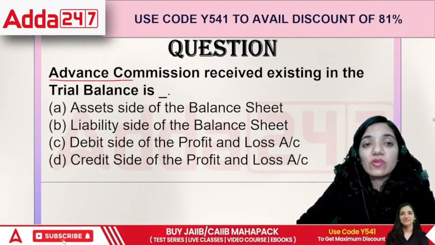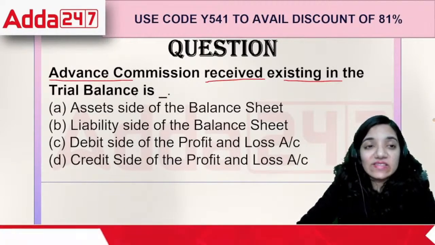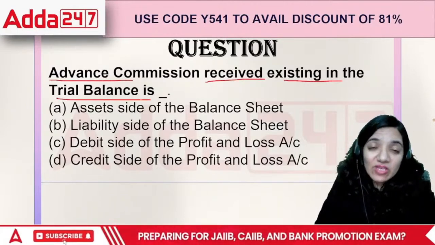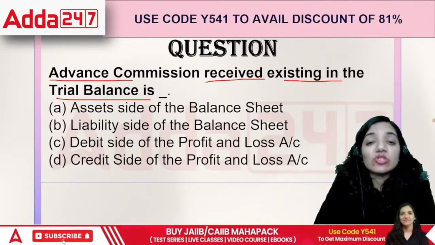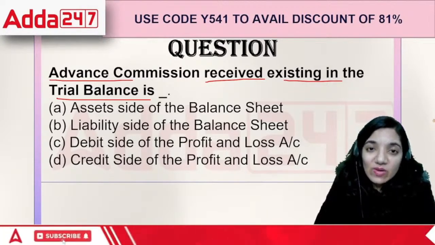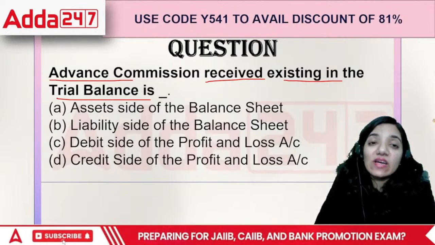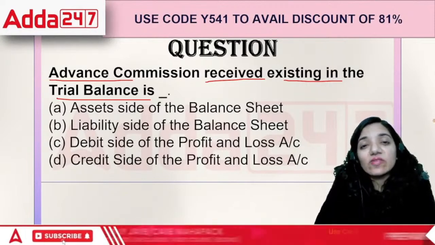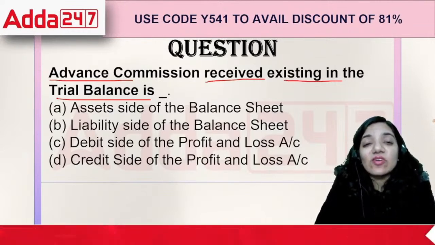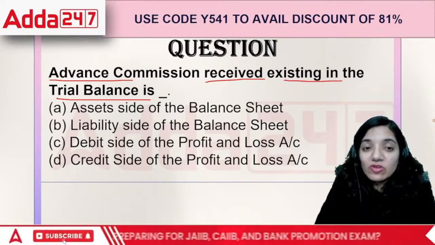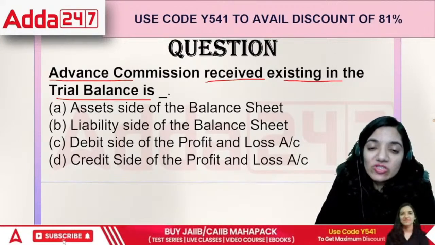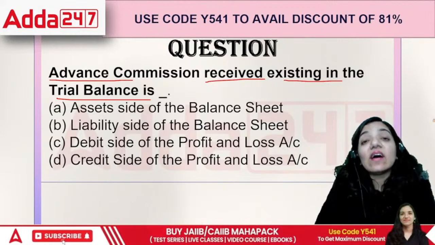Next question. Advance commission received existing in the trial balance is. Advance commission received means I haven't given the services to earn the commission yet, but this commission has been given to me in advance. So when I receive it in advance, is it the asset side of the balance sheet, the liability side of the balance sheet, the debit side of the profit and loss account, or the credit side of the profit and loss account? Where is this shown? Whenever we have any advance commission received, I've received that money in advance.